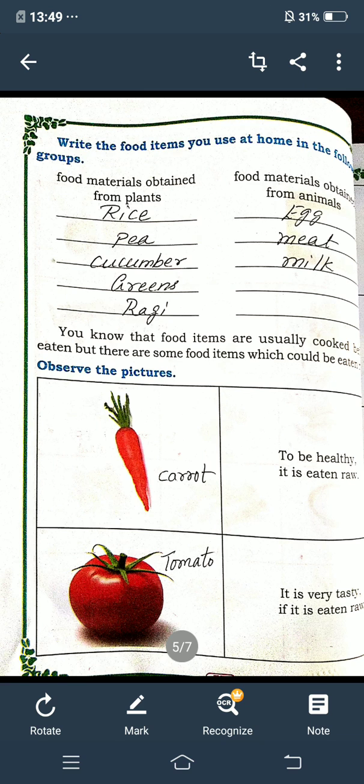Next is tomato. Tomato. It is very tasty if it is eaten raw. So if we eat like that only, it will be very tasty.